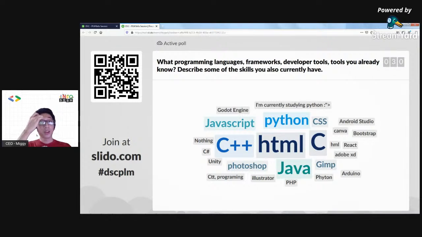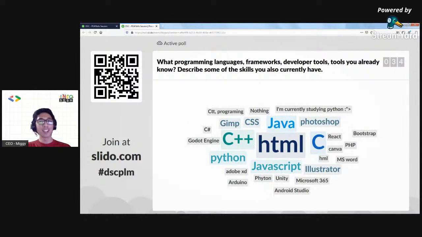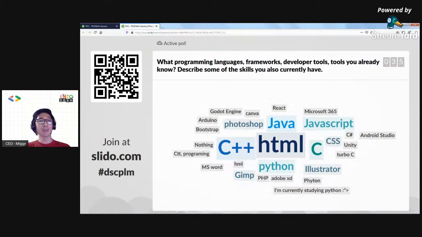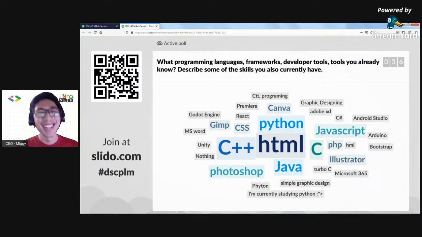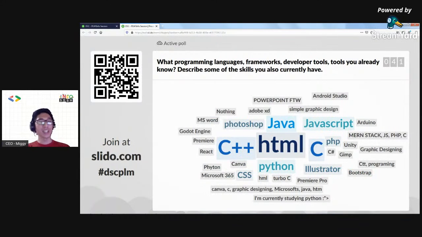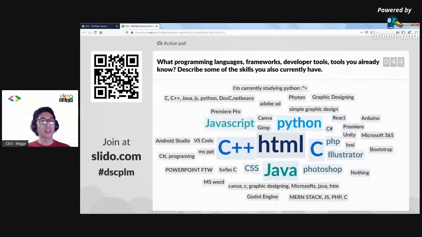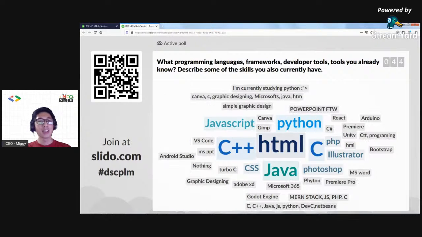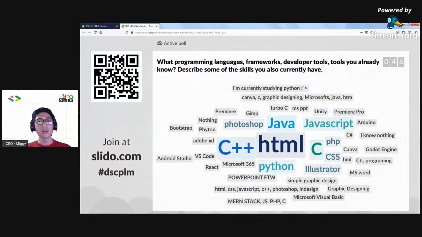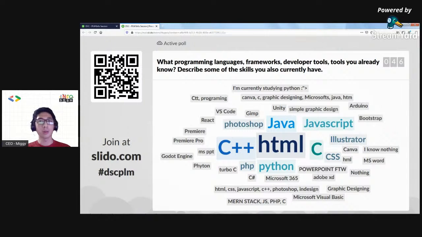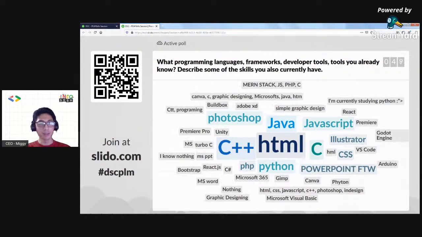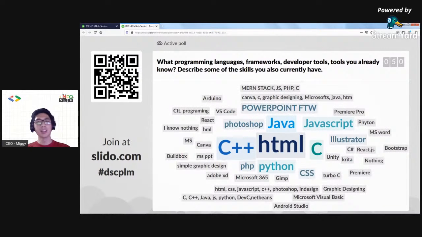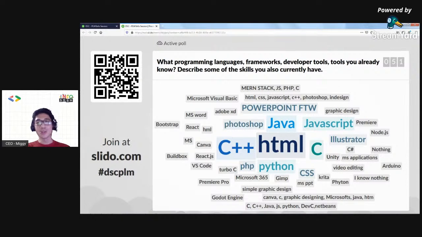So far we're seeing that it seems everyone knows how to use HTML. I mean, been there, done that. Everyone has done it, especially if you are coming from CS, IT, or computer engineering. I guess that's a very common skill that we all know. We also have C++ and C. Wow, so very native. Kudos to those who are using those.